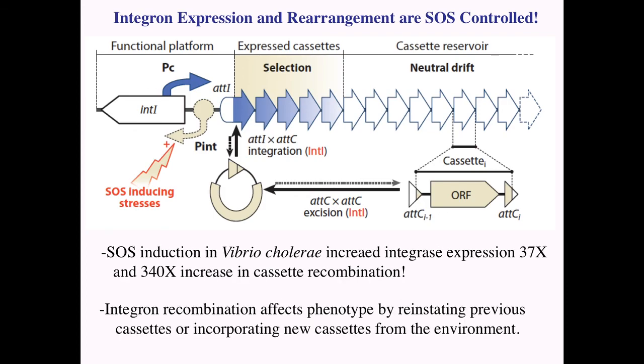Now, people have actually done the studies in Vibrio because Vibrio is, of course, of great interest to people and it has the largest known integron. SOS induction of Vibrio cholerae in the lab increases the expression of that integrase gene 37-fold. So RecA degrading that LexA on top of the int promoter has a tremendous upregulation of the expression of that gene. And there's a 340-fold increase in the cassette recombination.